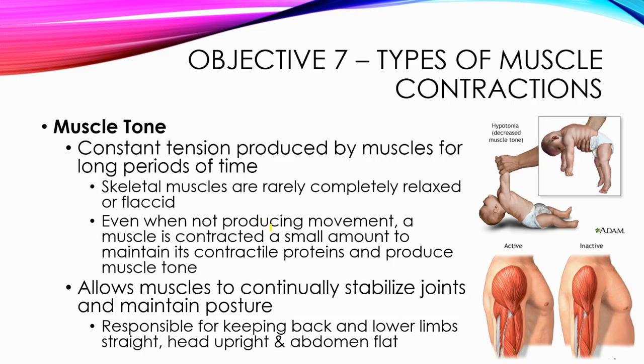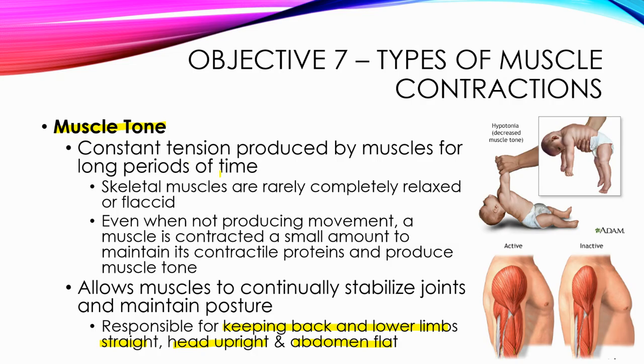And so even when we're not physically moving, the muscle is going to be contracted at least a little bit. And so this kind of constant tension, constant contraction is what we call muscle tone. And so if you work out more, you will have more muscle tone than someone that does not. So as you're building those muscles, you can kind of see muscle tone in people's legs and arms. But even if you don't work out heavily, you still have some muscle tone, things that will help you keep your limbs and your back straight, things that will help you hold your head up and your abdomen flat.